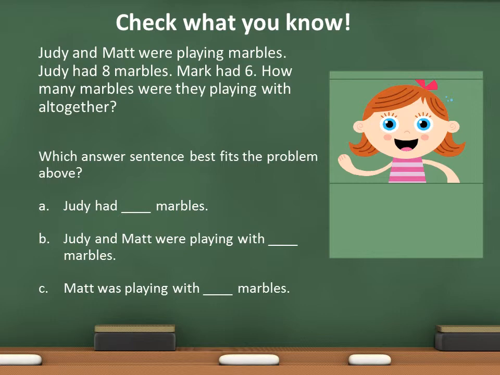Below, you will find 3 choices. Which answer sentence best fits the problem I just read? A. Judy had blank marbles. B. Judy and Matt were playing with blank marbles. Or C. Matt was playing with blank marbles. I'll let you think about it a moment.